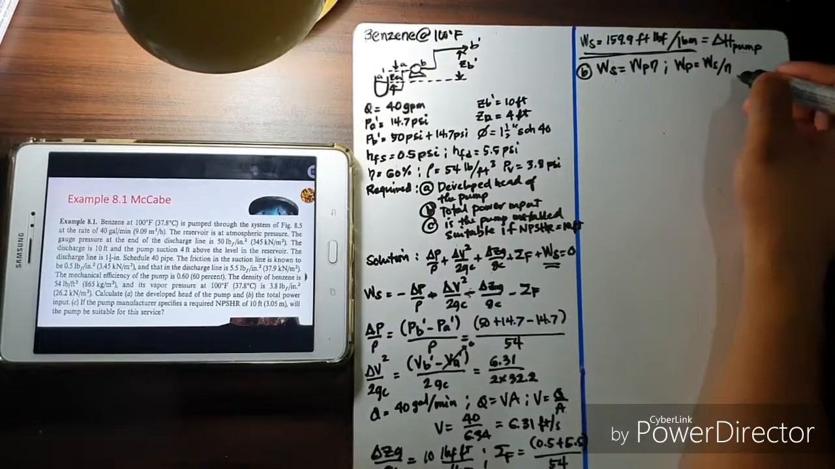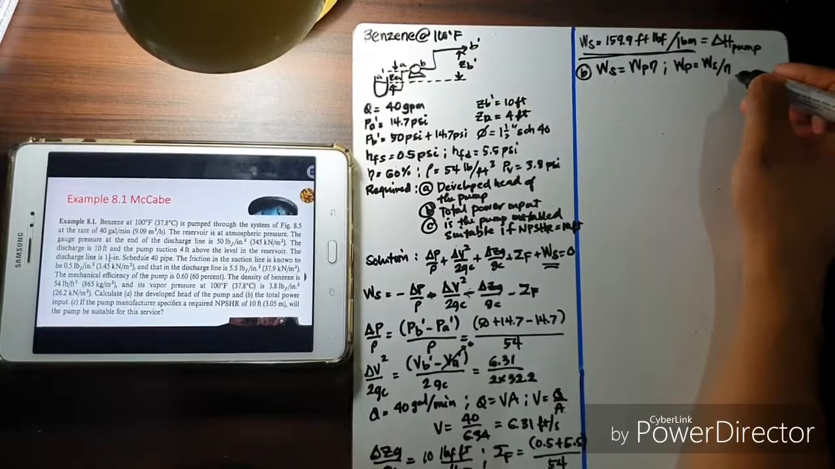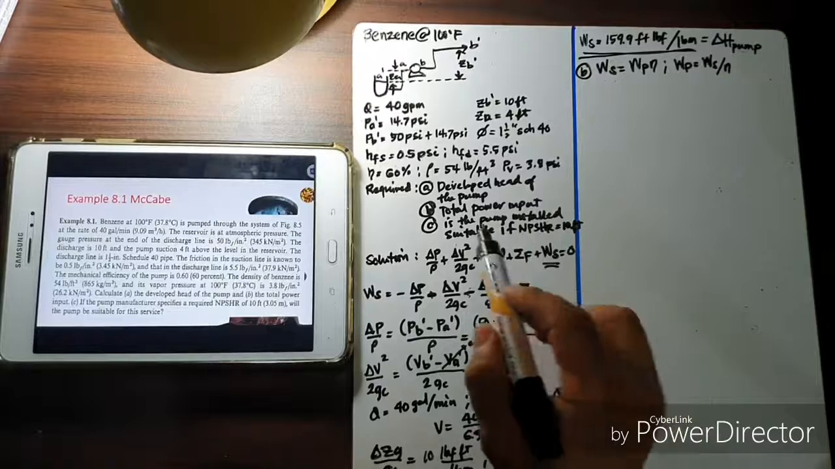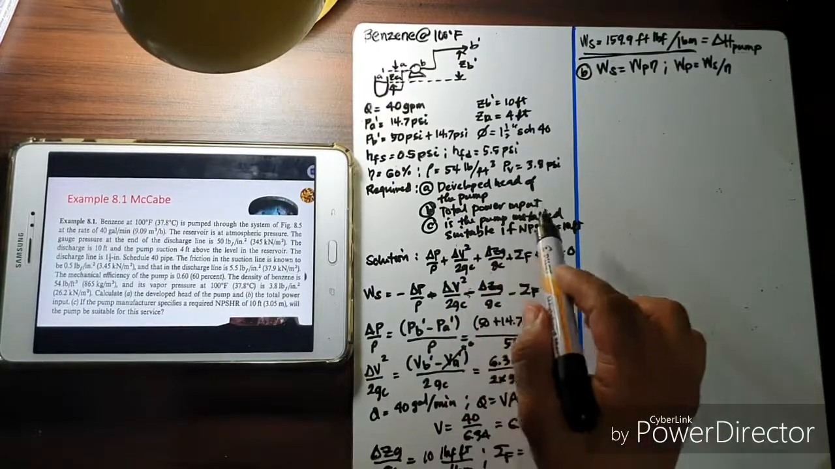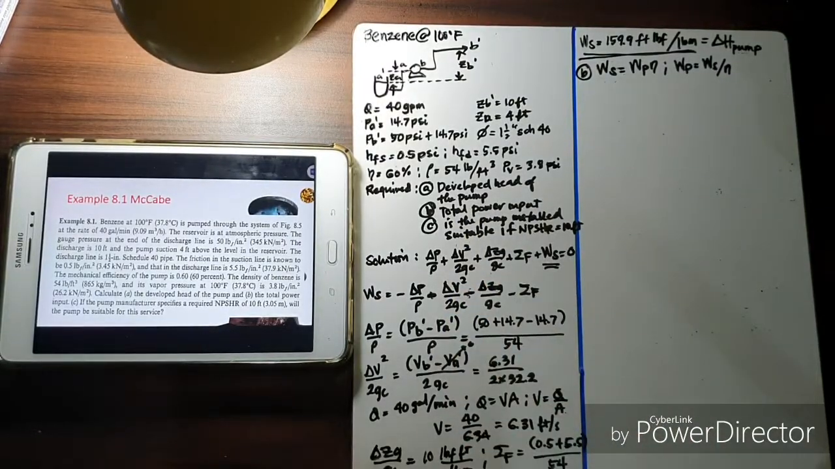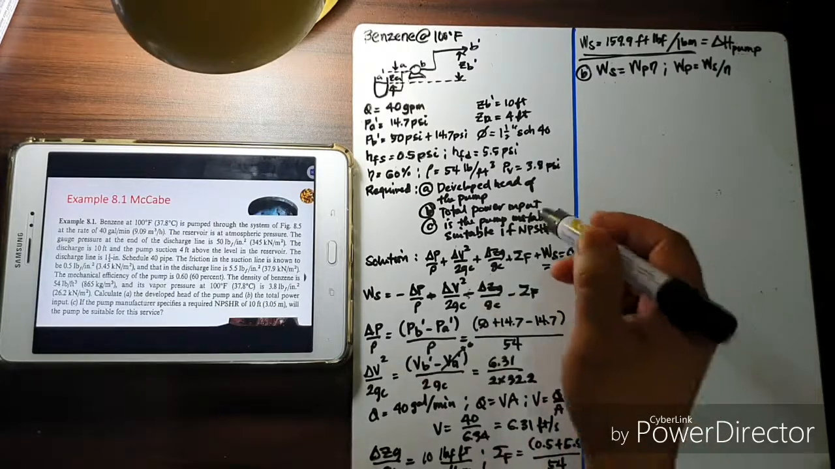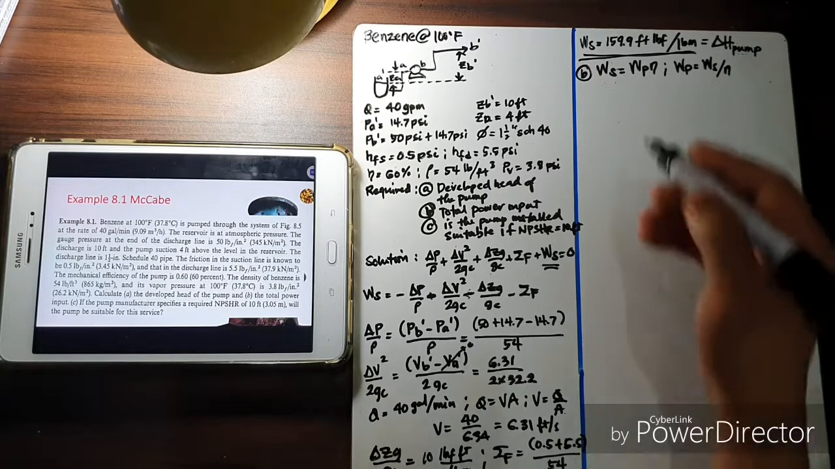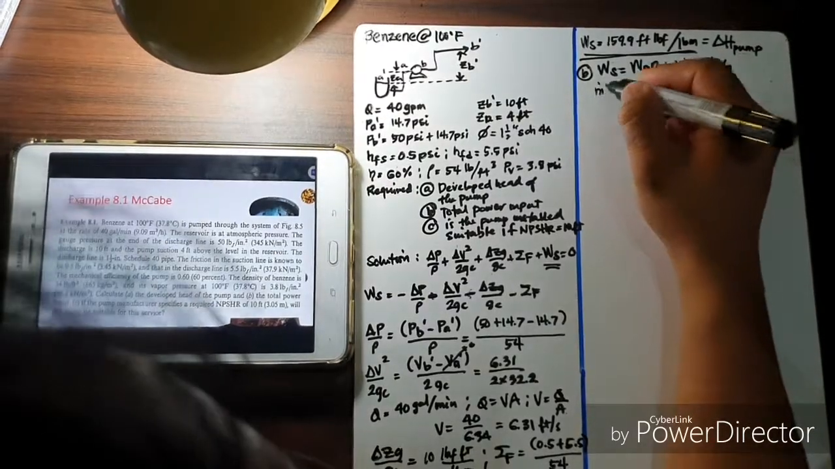Now, for us to convert this to horsepower, because we're being asked to calculate the total power output, or rather input, which is usually reported in horsepower. So it's always reported in horsepower, so we have to convert it. For us to be able to convert it, we have to first calculate the mass flow rate.